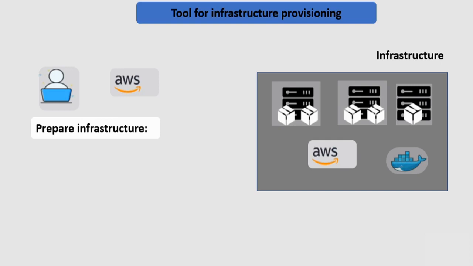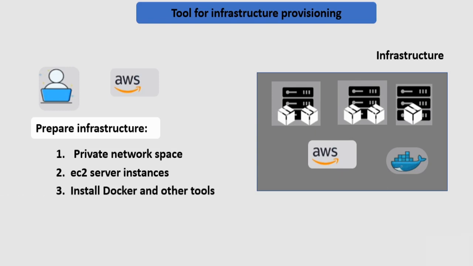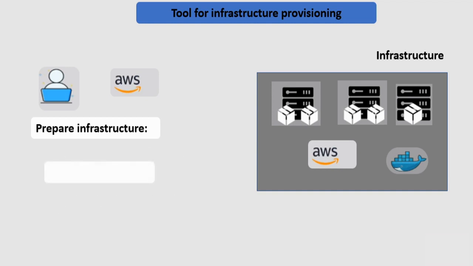So the first step will be to go to AWS and prepare the setup so the applications can be deployed there. This means you create your private network space, you create an EC2 server instance, you install Docker on each of these plus any other tools that you might need for your application. Then you set up your security on your servers like firewalls, you set up network, etc. Once this infrastructure is prepared, you can now deploy your Docker application or Docker containers on that prepped infrastructure.